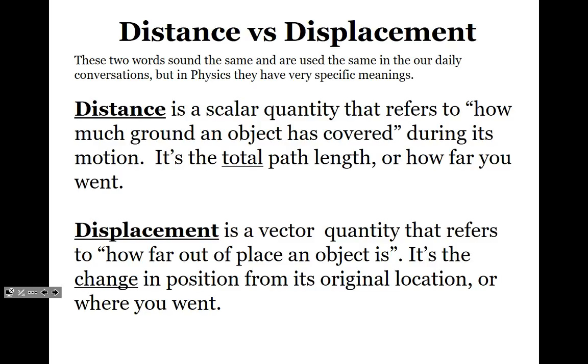Displacement, on the other hand, is a vector quantity. So remember, vector tells us a particular distance. So we have a magnitude, but we also have a direction. And that direction is in reference to how far out of place that object is from where it actually started. So it's a change in position from an original location of the object.